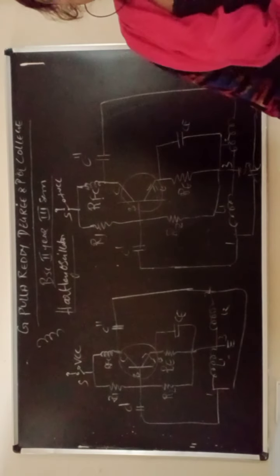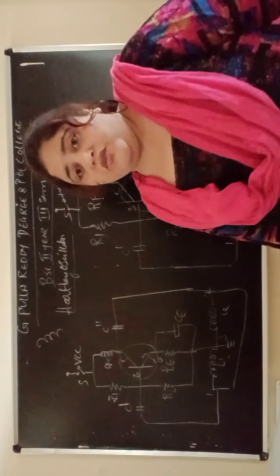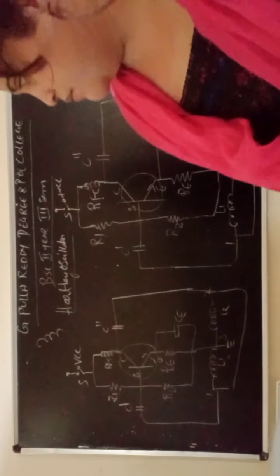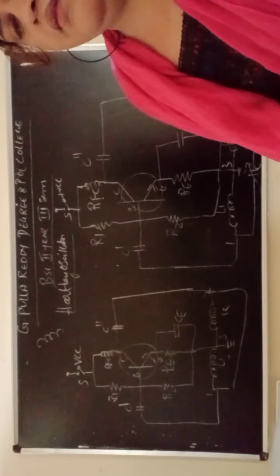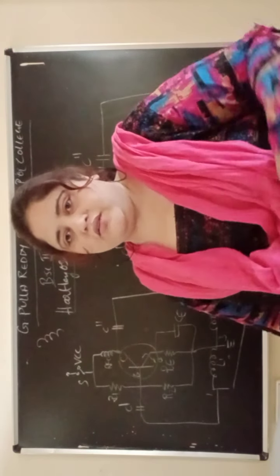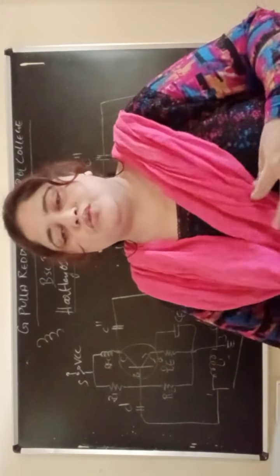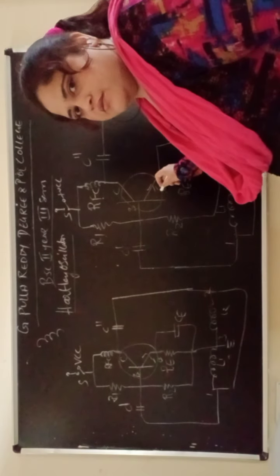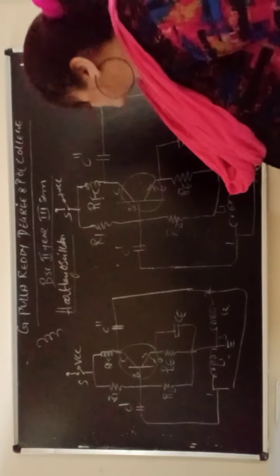Now we can start the operation of the Hartley oscillator, beginning with the circuit description. This is how we have drawn it; once again I have drawn and shown you. Now in the circuit description, first you should tell that it consists of an NPN transistor, common emitter type. Okay, first point.